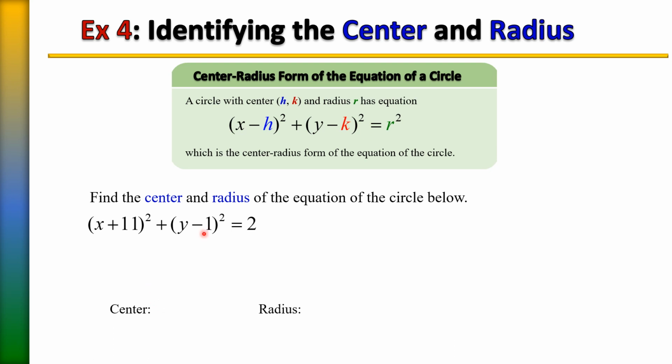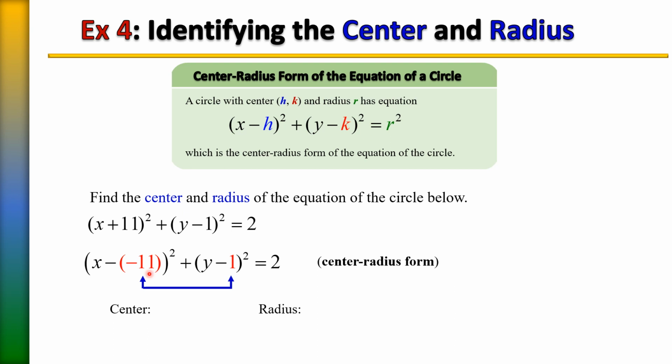For our y value, y is with negative 1. So when we write it in center form, it would be the very opposite, which is positive 1. Now, if you were to plug it back into the equation of the circle form, you'll see that negative 11, but with a negative in front of it, becomes positive 11. So again, our center is going to be at negative 11 and 1.